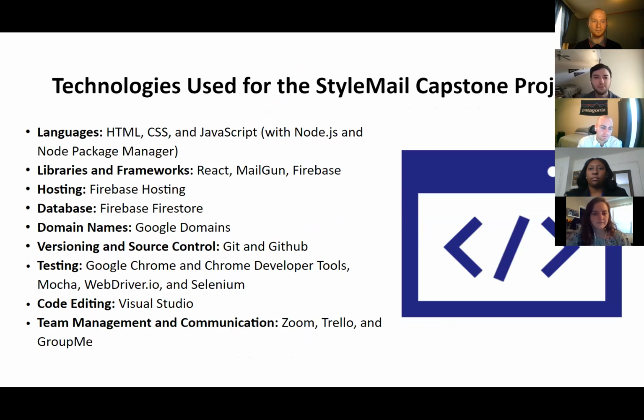So the technologies used in our project: we use HTML and CSS for our front end, and we use JavaScript along with Node.js and Node Package Manager. Our libraries: we use React for the front end, Mailgun for our email sending, and Firebase for our backend and authentication. We use Firebase hosting. For our database, we use Firebase Firestore. For our domain, we use Google Domains. For our source control and versioning, we use Git and GitHub.